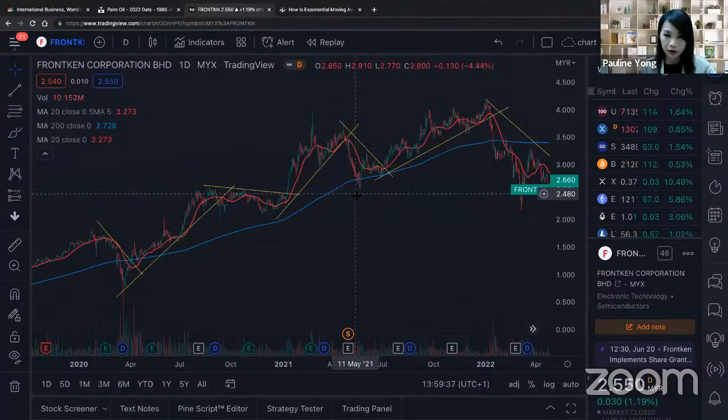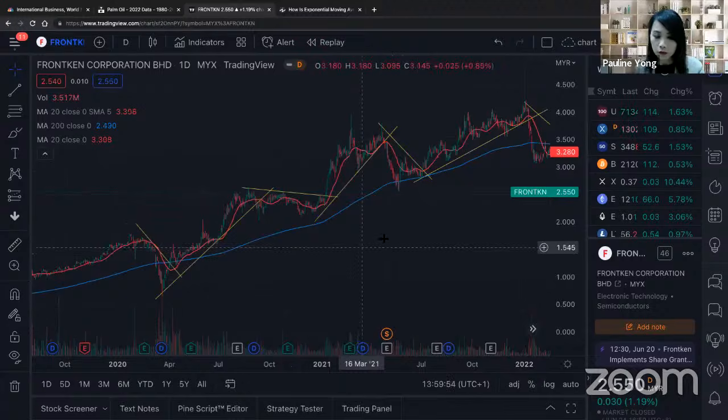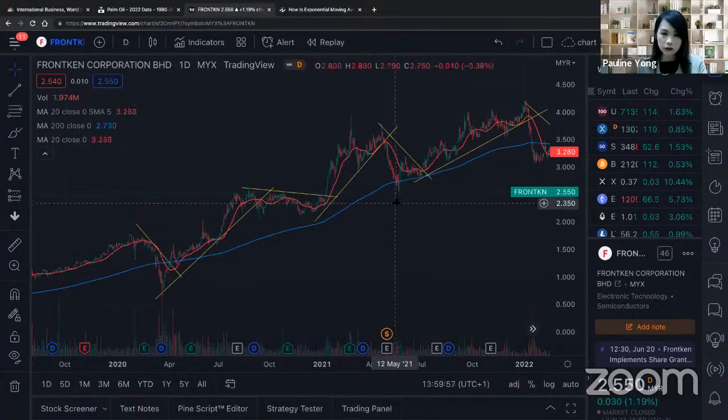And you'll be surprised, not all the stocks can work so well with the moving average. So you need to do some back testing. Back testing means you look at the previous trend, and then you try to use this indicator together with the trend line and see whether it works or not. So if it works, then it suits this chart.